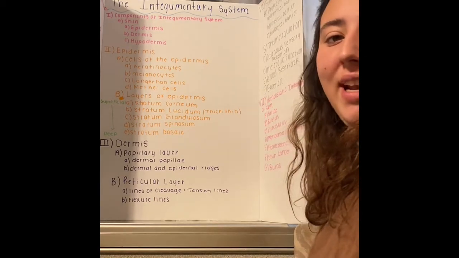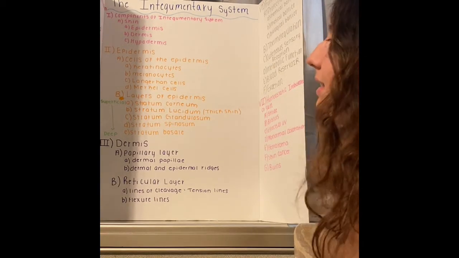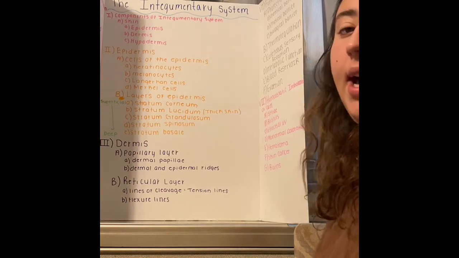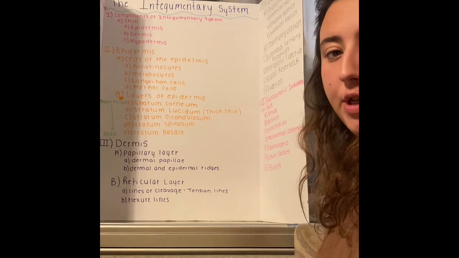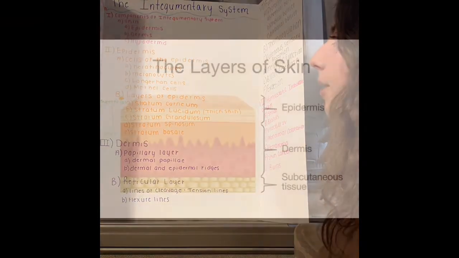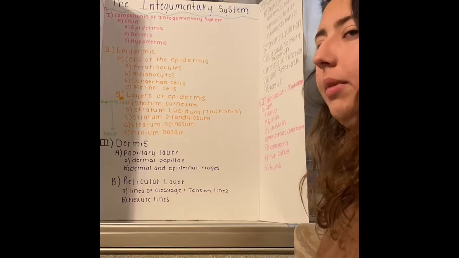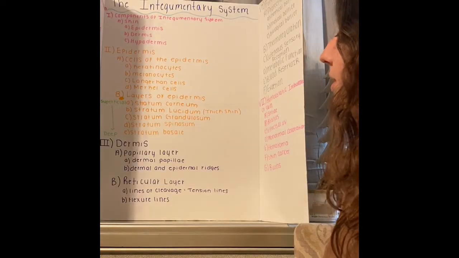My name is Anastasia and I'm going to be doing Chapter 5, the skin. The skin has three components. We have the epidermis, the dermis, and the hypodermis. I'm going to get a little into the epidermis and the dermis.